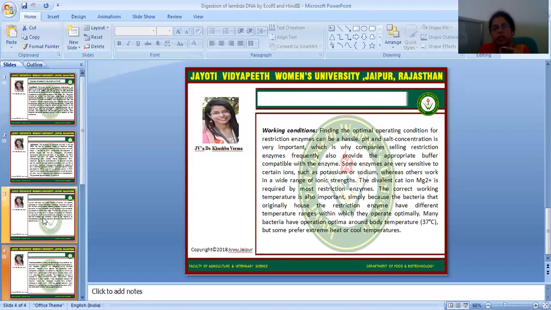The correct working temperature is also important simply because the bacteria that originally house the restriction enzyme have different temperature ranges within which they operate optimally. Many bacteria have operation optima around body temperature, which is 37 degrees, but some prefer extreme heat or cool temperatures.